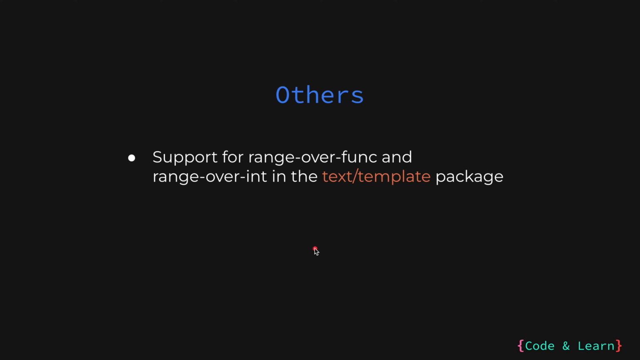Along with all these new features, Go 1.24 adds support for range-over-func and range-over-int in the text/template package. And then we also have improved performance for sync.Map. All these features and new additions make Go 1.24 an exciting new release.